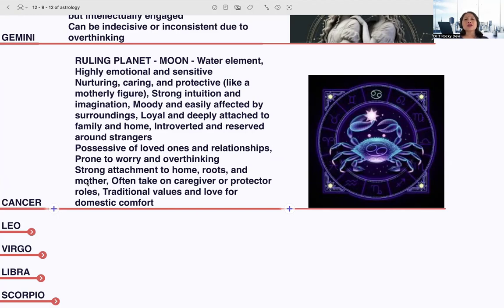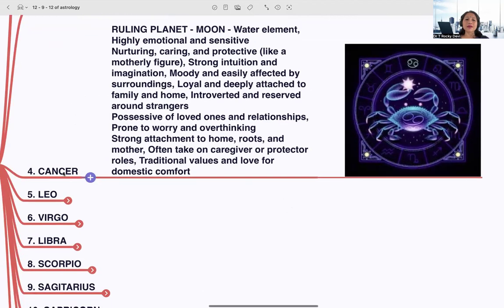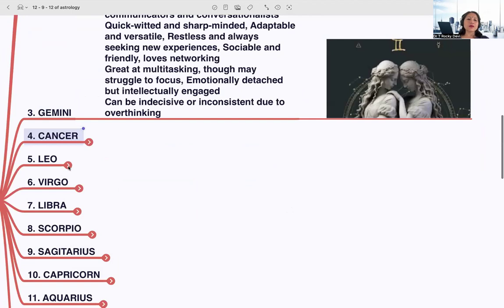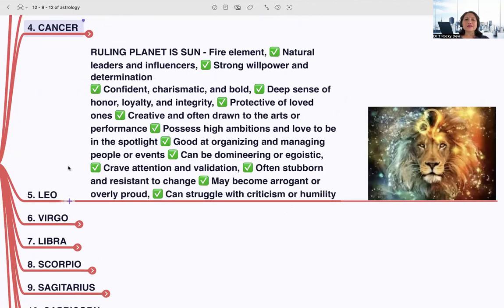They have a strong attachment to home, the place where they belong to, the roots, and the mother. They often take on caregiver or protector roles because sometimes they think that they are the one who has to protect others in the family. So traditional values and love for domestic comfort is always given as a priority by the Cancer people. The next one, we'll see about the Leo. How are the Leo characteristics?